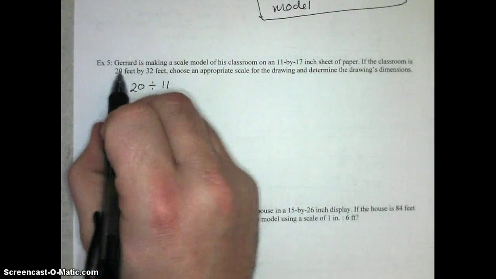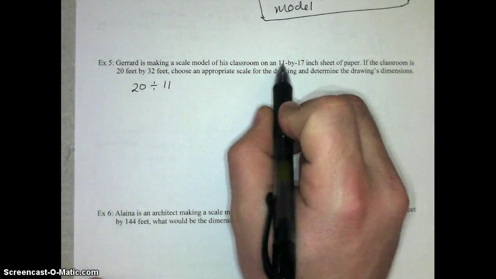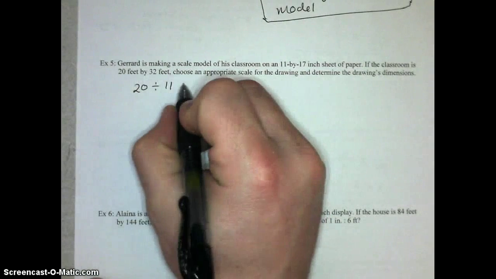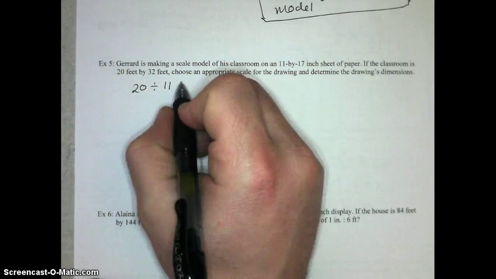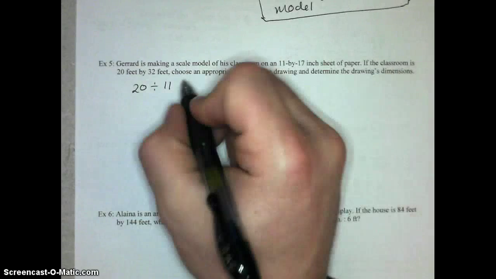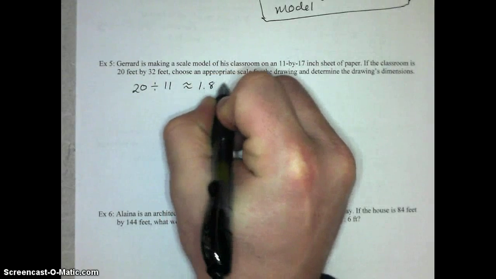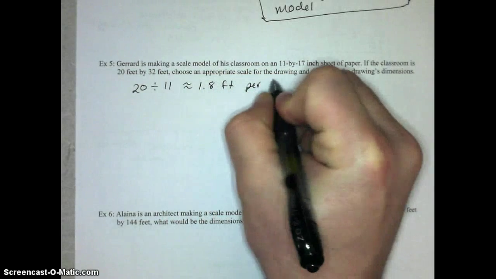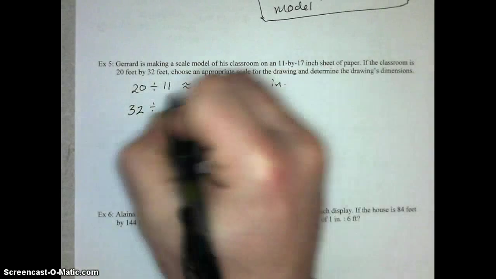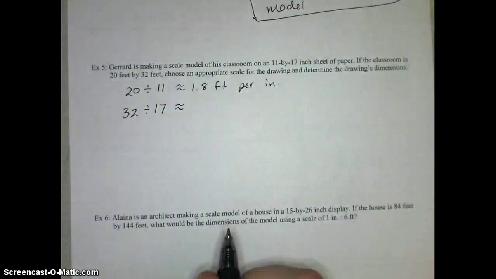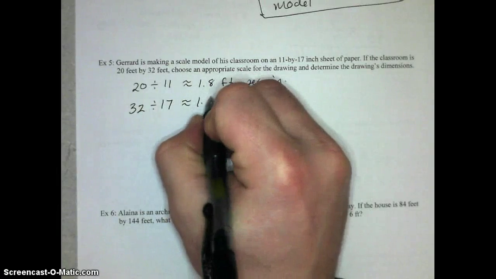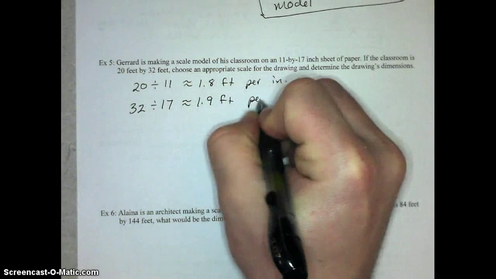Okay, and I want to take 20 and 11 because they're the narrower of the two dimensions. 17 is the longer one, 32 is the longer one. So if I take 20 and divide by 11, I get about 1.8 feet per inch. And then if I take the 32 and divide by the 17, I get about 1.9 feet per inch.